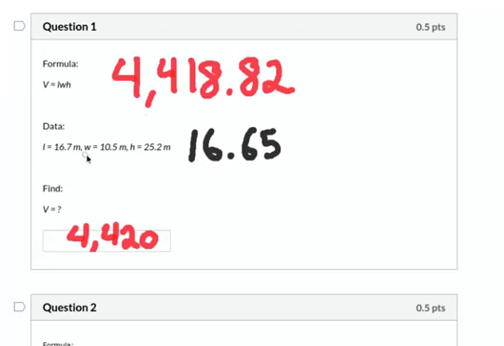Now, if you were to actually try this calculation with different values, like 16.65 times 10.45 times 25.15, you would find that this answer is not the same. It changes because these values may vary slightly. Okay, so the point is, the reason we have to round our final answer is so that the precision we give in our final answer matches the precision of the rounded values.